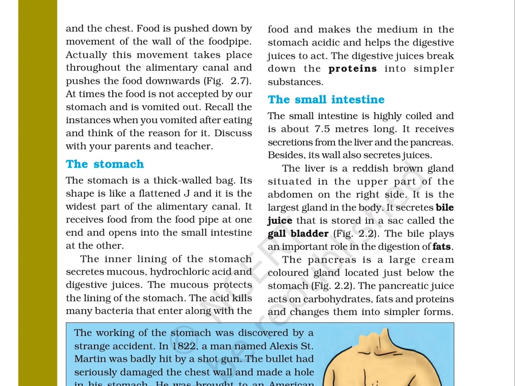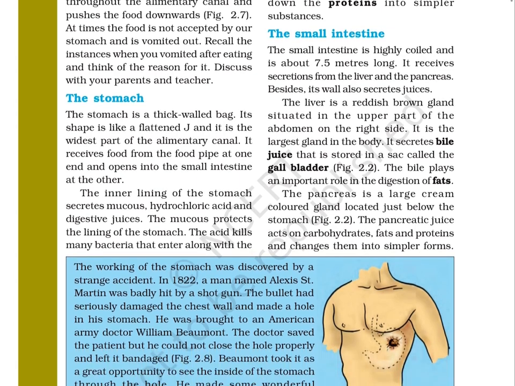The small intestine. The small intestine is highly coiled and is about 7.5 meters long. It receives secretions from the liver and the pancreas. Besides, its wall also secretes juices. The liver is a reddish-brown gland situated in the upper part of the abdomen on the right side.